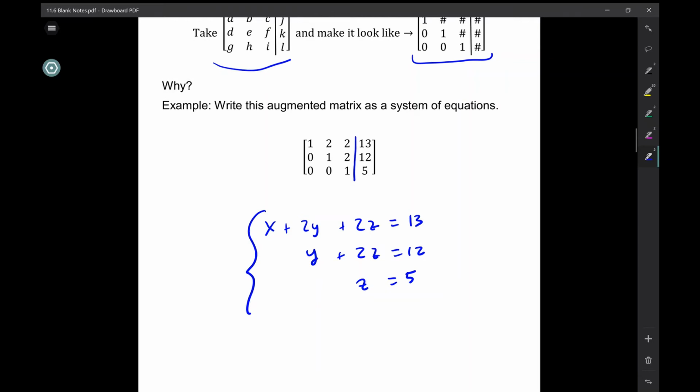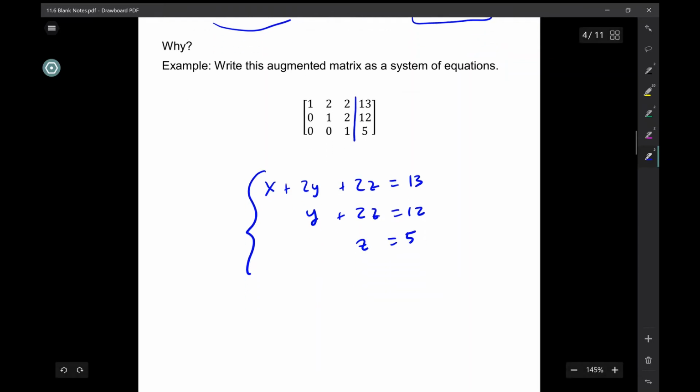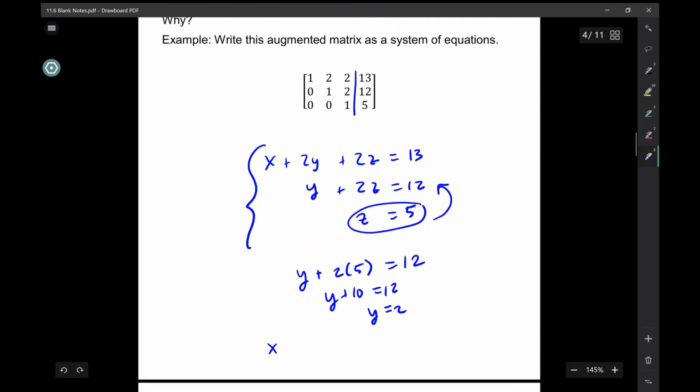And it's almost solved, right? We can finish solving this no problem. We know that z equals 5. We use that here to say that y plus 2 times, which we know is 5, is equal to 12. y plus 10 is 12, so y is 2. And finally, x plus 2 times 2 plus 2 times z, which is 5, equals 13.